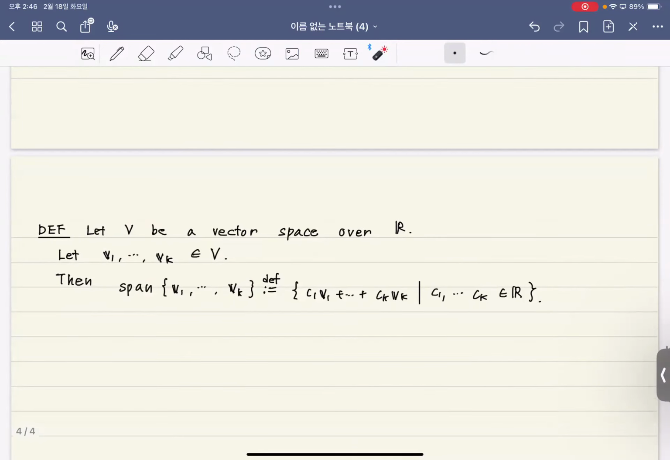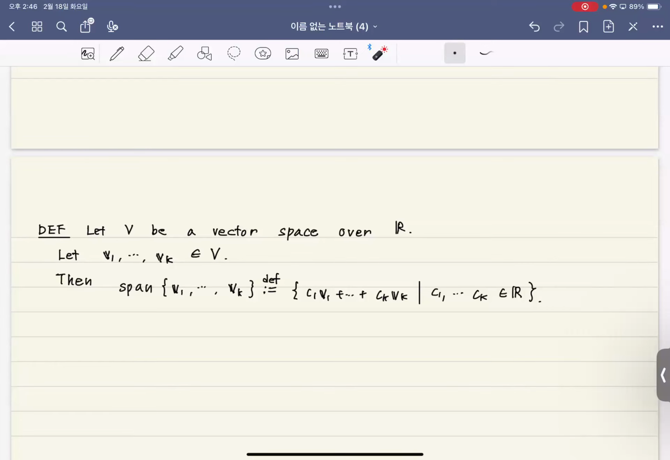Well, here I have introduced the span of k vectors, but from time to time I'm going to say the span of some random subset of a vector space V. In that case, what does that mean? Even if the random subset of V may not be a finite set, the span of that random subset is nothing but the collection of all possible linear combinations that can be obtained by vectors in that random subset.